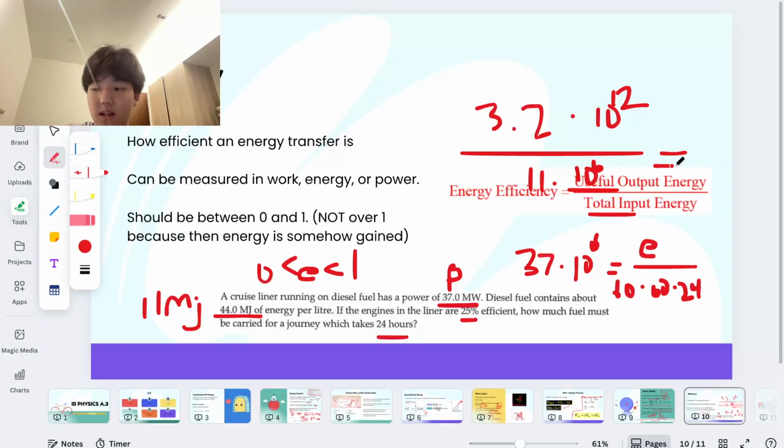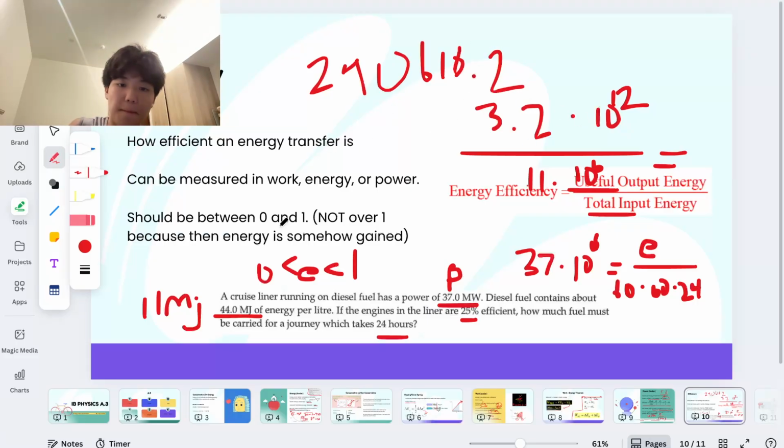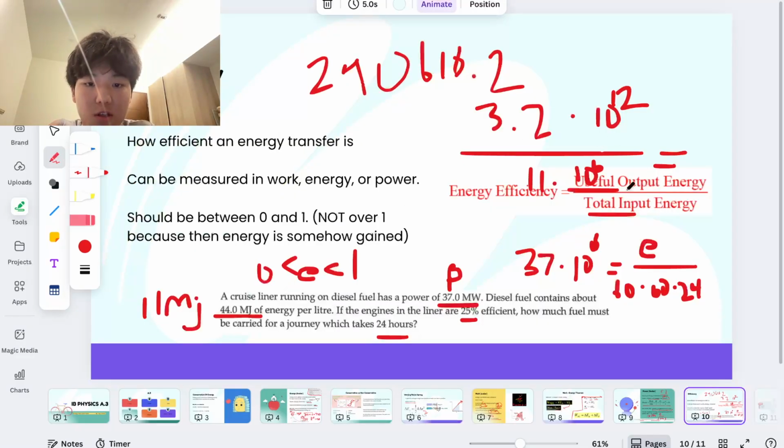And then you would get, let's see, 290,618.2. Yeah. That's how much fuel you must need.